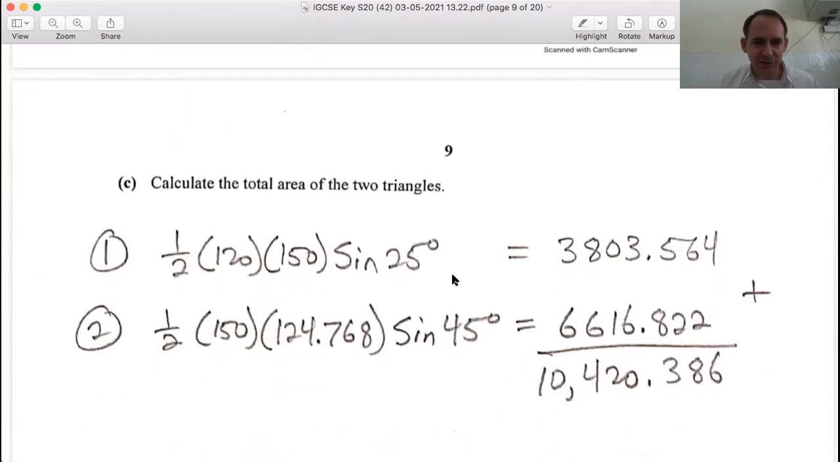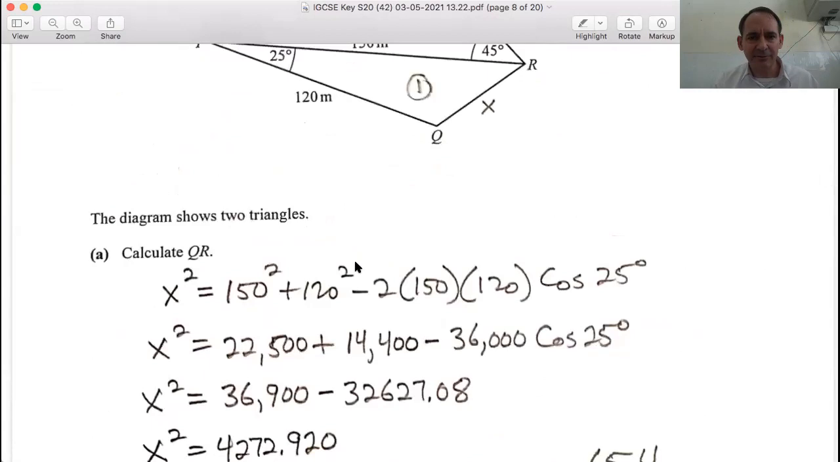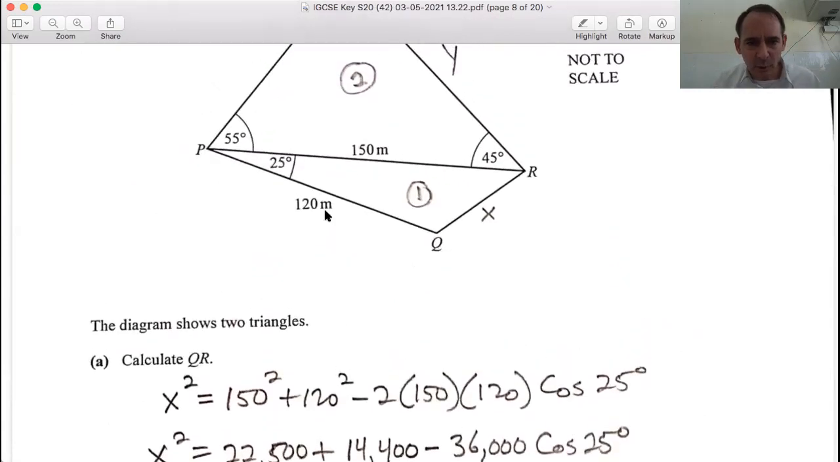Calculate the total area of the two triangles. This is where I labeled them triangle 1 and 2. Remember, area of triangles does not have to be the geometric formula. It doesn't have to be half base times height. You can also use the trigonometric formula for area of a triangle, which is 1/2 ab sine C, where a and b are two sides and C is the angle between the two sides. So here for the little triangle, a and b are the 120 and 150 times sine of the 25 degrees, which is in between those. So you do 1/2 times 120 times 150 times sine of 25.